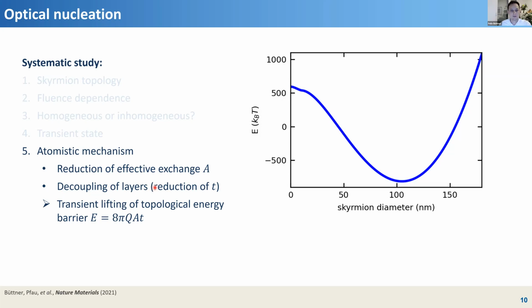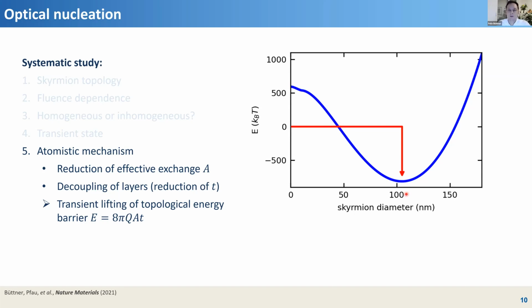So we're reducing the film thickness t. And since the topological energy barrier is proportional to the product of the exchange constant and the film thickness, this product is really drastically going down. So what is really happening here is, instead of needing to go over this energy barrier by thermal activation, we are reducing the energy barrier due to these thermal fluctuations. And then we can very easily go from the ferromagnetic state to the skyrmion state.